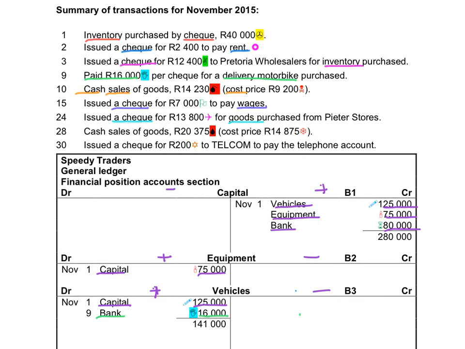Cash sales of goods, so that means the bank account will be the one account and the double entry will be in the sales account, and then we will also complete a double entry at cost price.